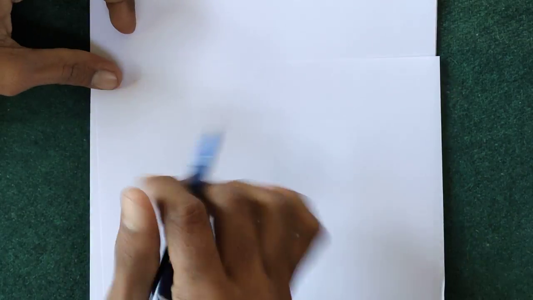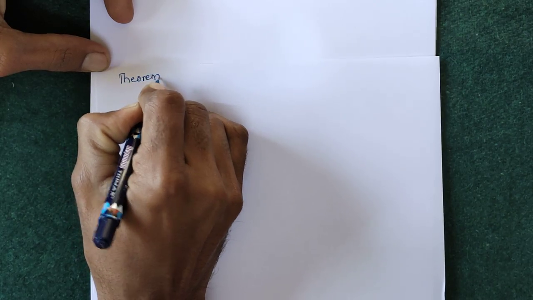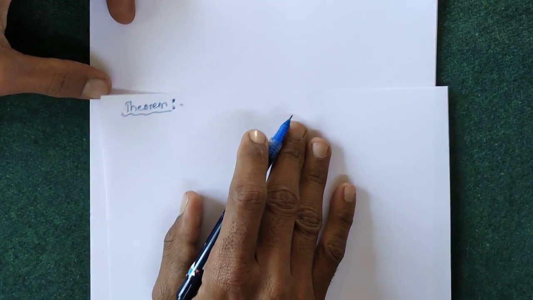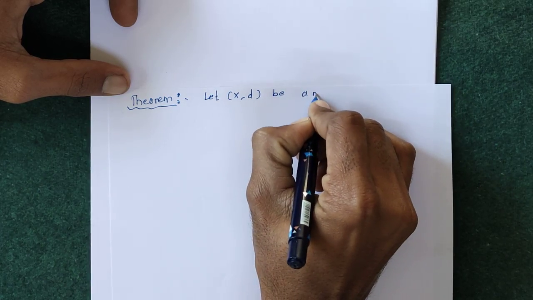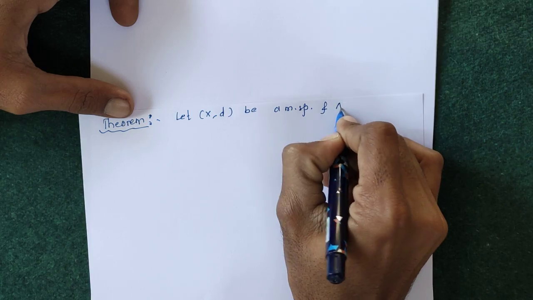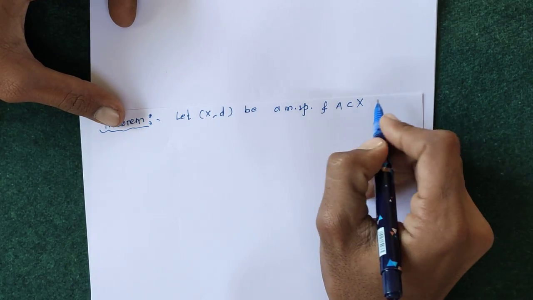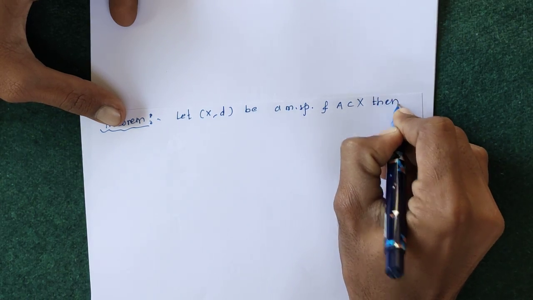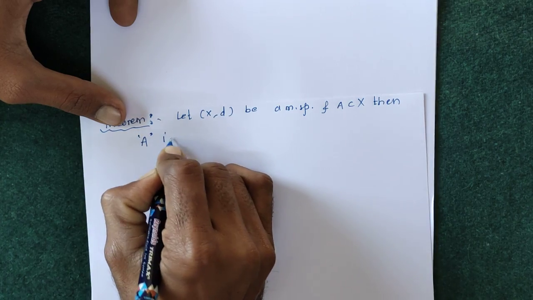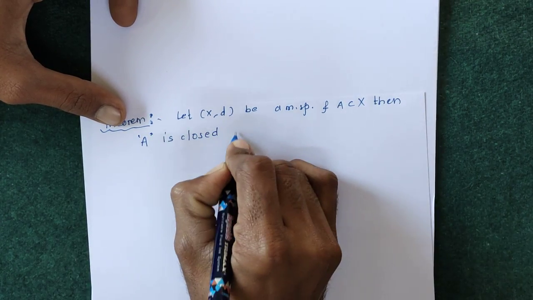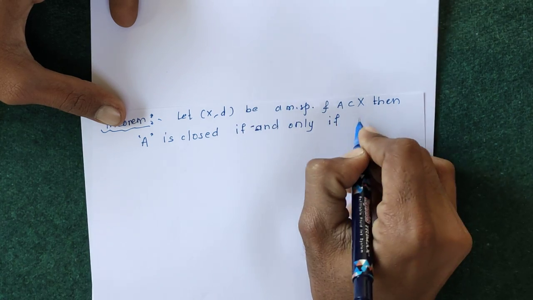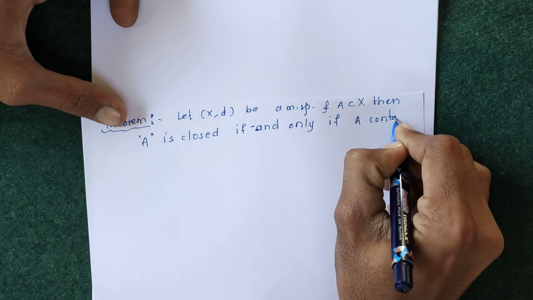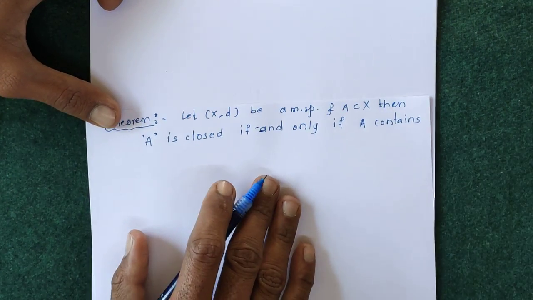Today we will discuss one theorem on limit points. So the statement of the theorem is: let (X, d) be a metric space and A a subset of X. Then the set A is closed if and only if A contains all its limit points.